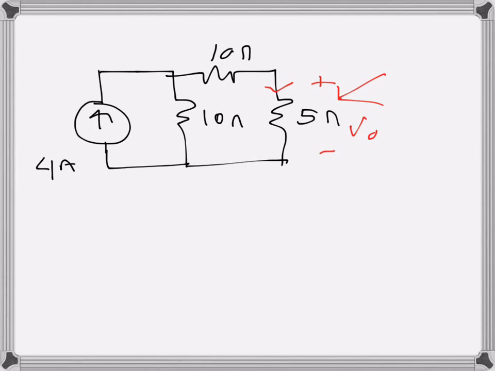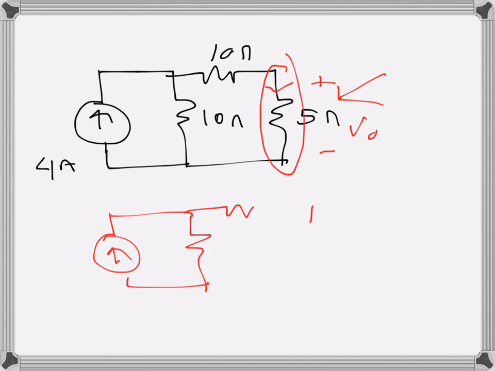So basically what will I do? Thevenin's circuit as seen by 5 ohms. That means we will use that one as the one for which we need to find it. So to find Thevenin's voltage, we will disconnect it here. So the circuit will now become like this: 10 ohms here, 10 ohms here, and 4 amps here.